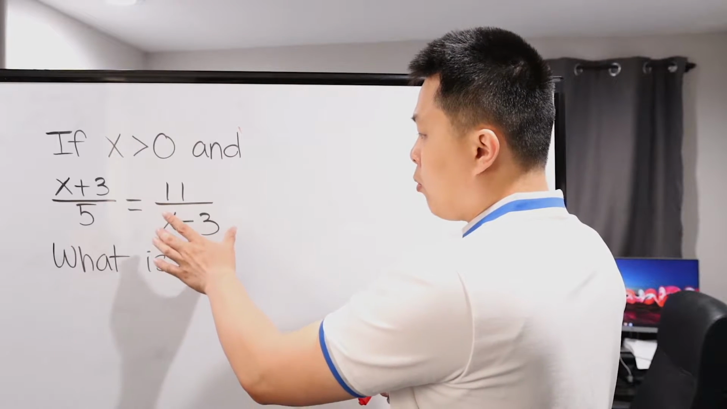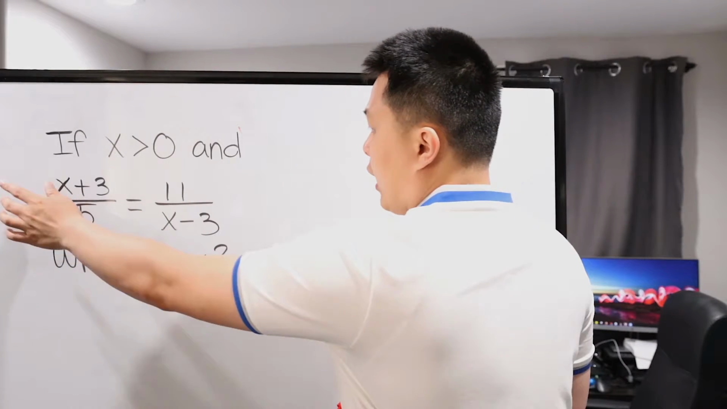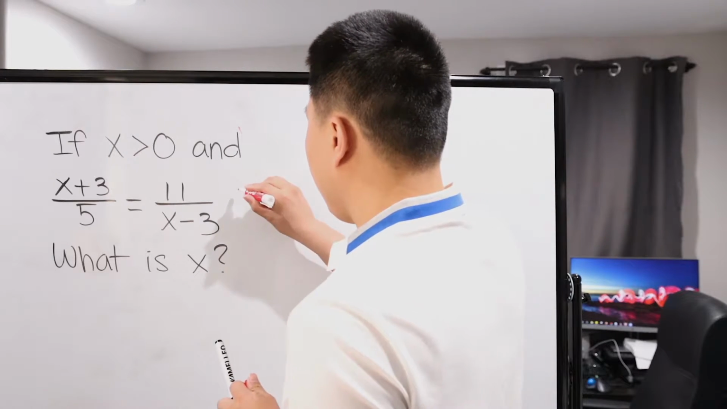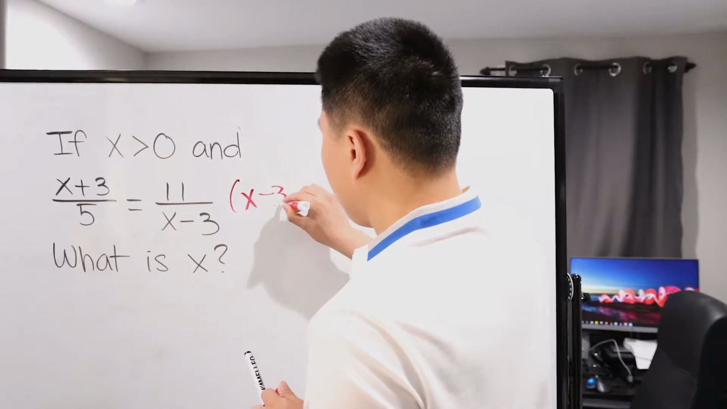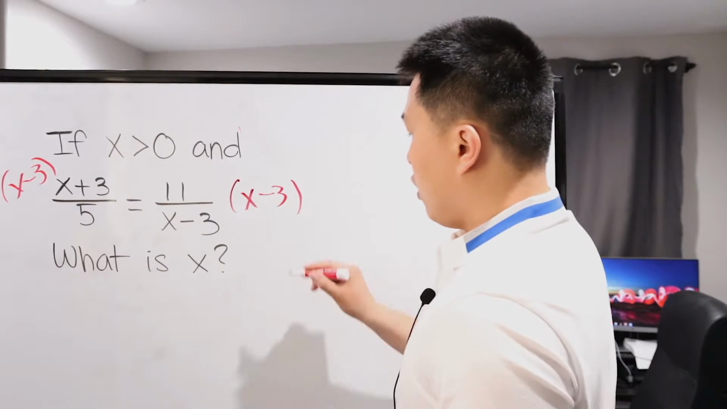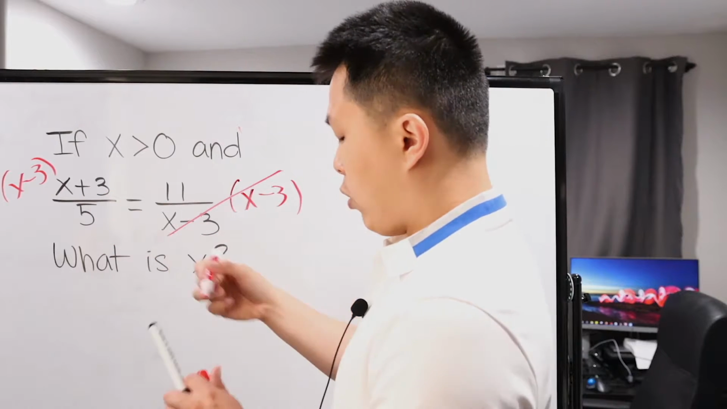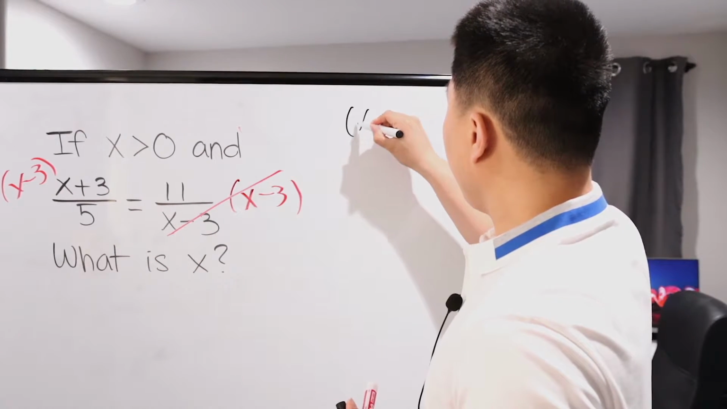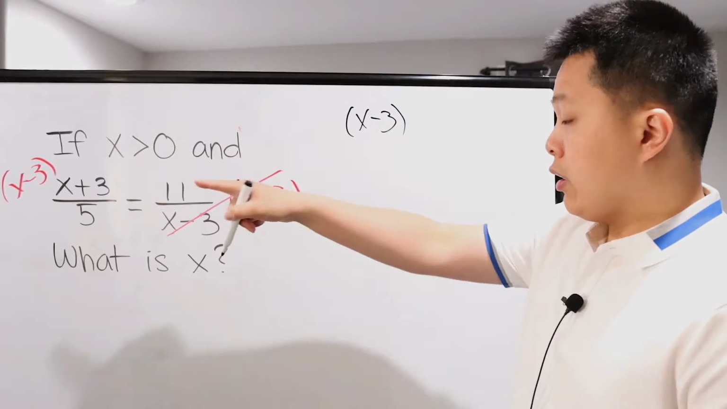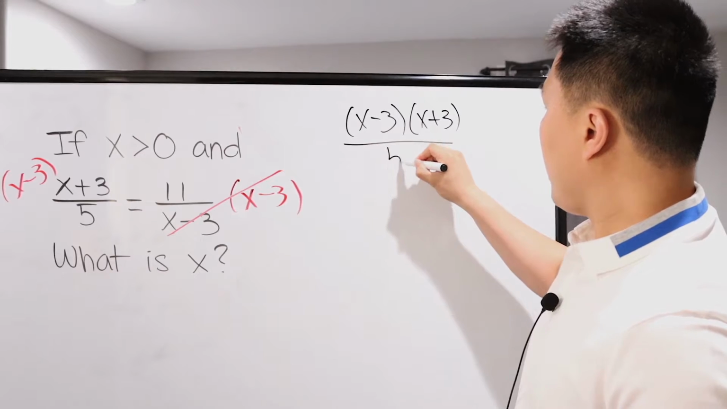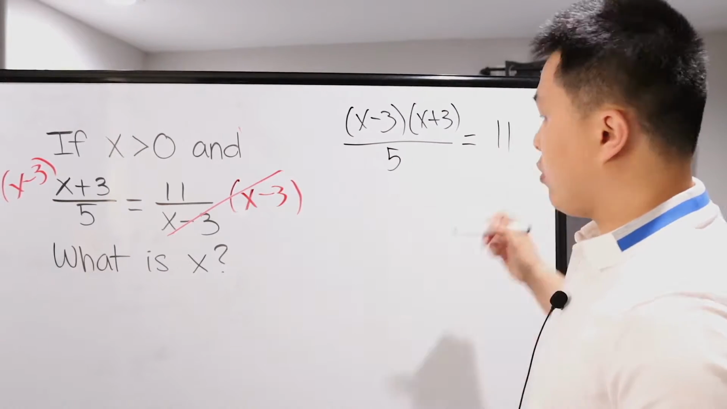In order to do so, we're going to multiply by x minus 3 here and x minus 3 here. So in the end, when we multiply it, x minus 3 and x minus 3 cancel, and then we're going to continue the problem right here. So now we have x minus 3, right? x plus 3, we have it over 5, and we have the 11 right here.